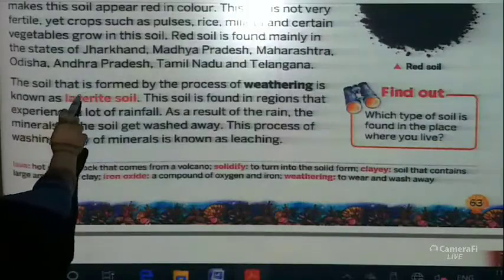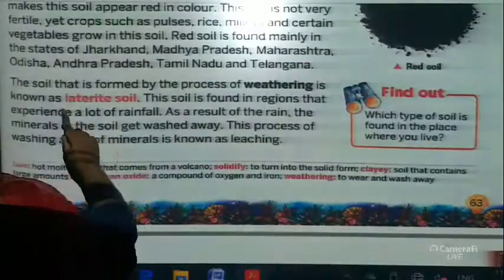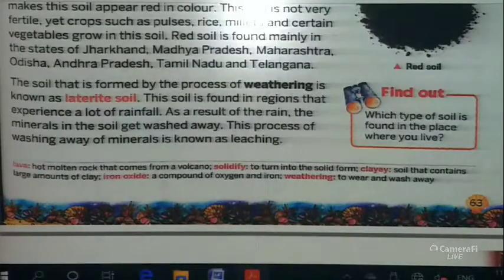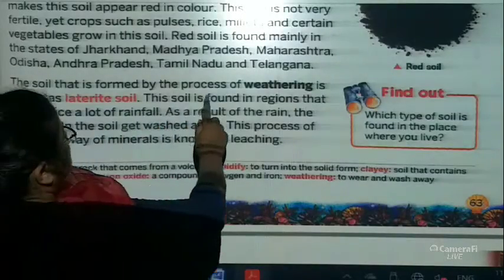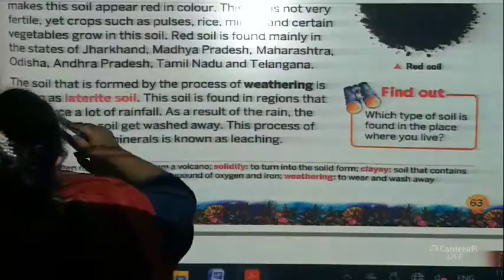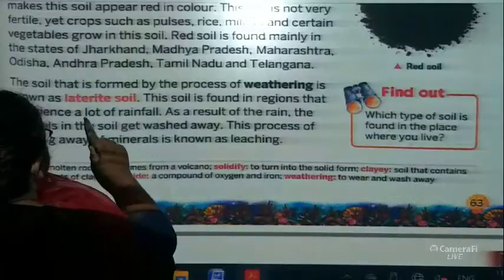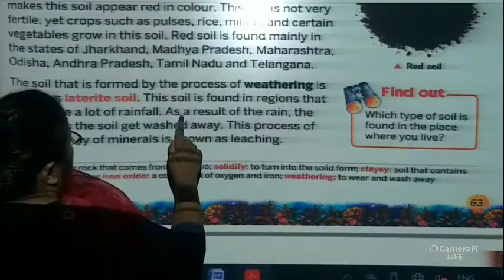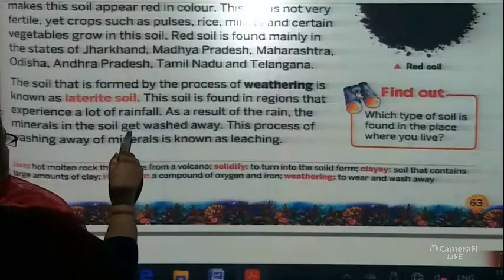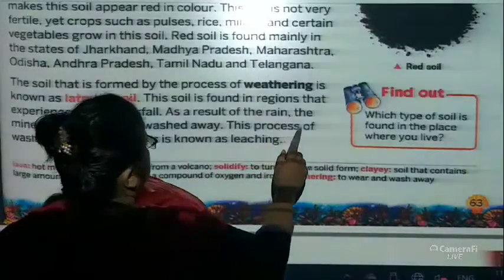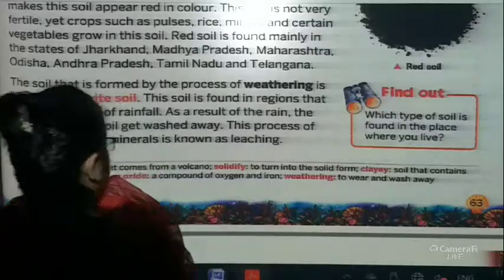Now, the soil that is formed by the process of weathering is known as laterite soil. What is laterite soil? This soil is found in the regions that experience a lot of rainfall. As a result of the rain, the minerals in the soil get washed away. This process of washing away of minerals is known as leaching.